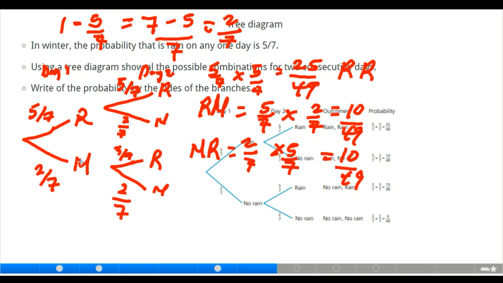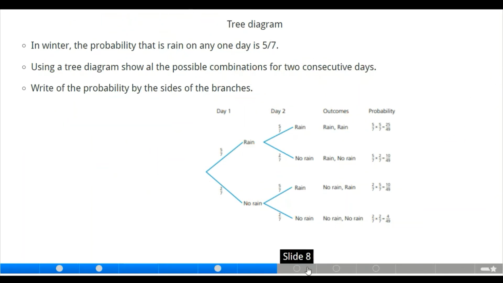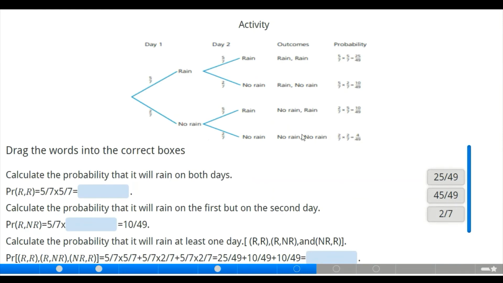Now let's look at the probability that it will not rain on the first day and it will not rain on the second day. So it's going to be 2 over 7 multiplied by 2 over 7. 2 times 2 will give us 4, and 7 times 7 will give us 49. And those are the possible outcomes of the 2 days, given that it will rain and it will not rain.